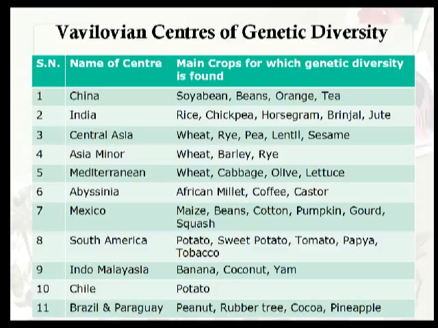Okay, so these are again somewhat similar to the domestication chart that we had seen in the last lecture. Soybean and tea are common in China, India again rice, Central Asia and Asia you will find mostly wheat, rye, barley. Africa you'll find millets and coffee. Mexico you'll find maize, beans, gourd, squash. South America you'll find potato, tobacco, tomato. And Indo-Malaysia you'll of course find banana, coconut. Chile will be again potato. Brazil and Paraguay will be for pineapple, peanut and rubber tree.